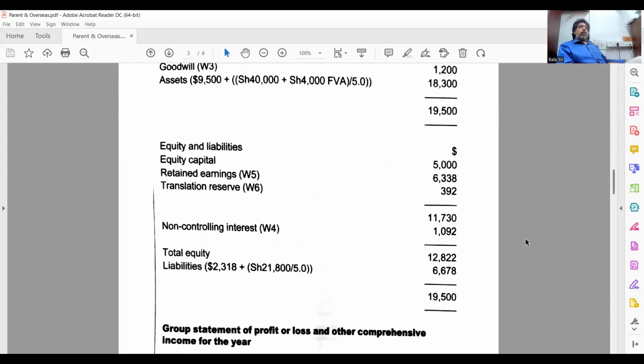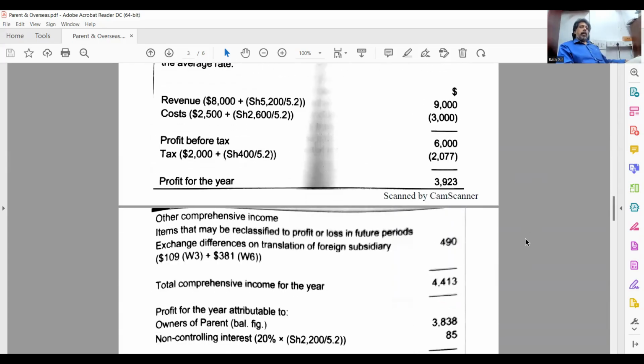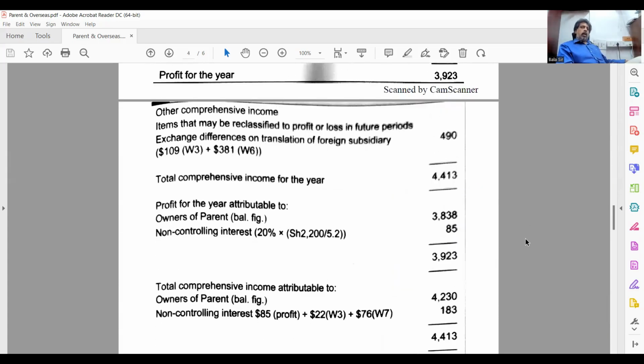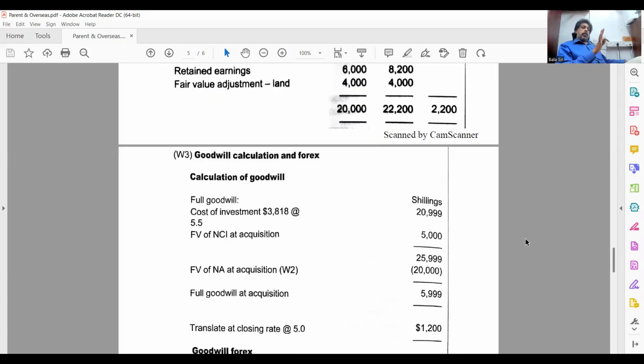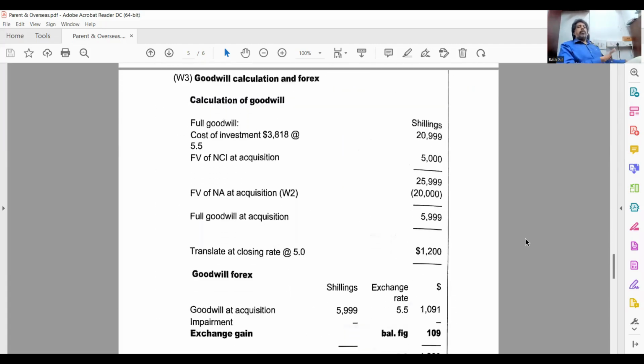And now comes the most interesting part. What is that? How do you calculate the goodwill? And very important, the goodwill should be retranslated at the year end as well. Okay, now check this. Working note number 3. What is that? It is goodwill. In that working note 3, first let's ascertain the goodwill in what? In shillings.